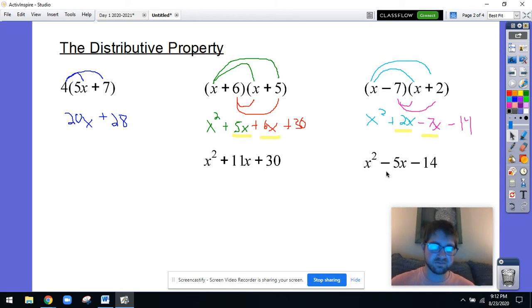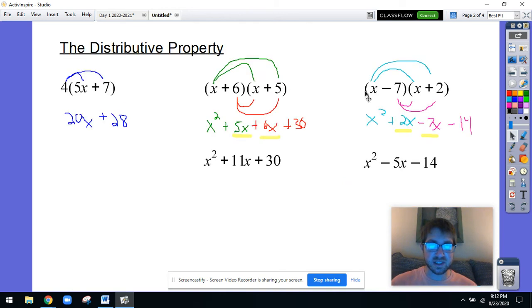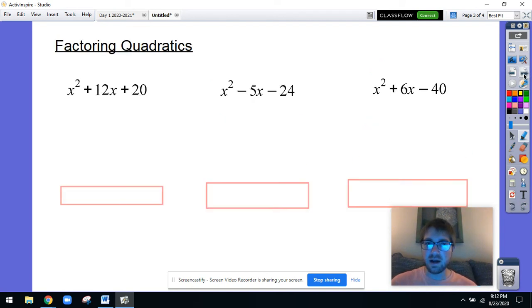They can't go together. Closely related to the concept of the distributive property is factoring, especially factoring quadratics, which is basically the exact opposite of what we're doing right here. So here we started with two binomials and we ended up expanding it out to this expression down here in expanded form. Here we're going to go the opposite direction. We want to end up back at two parenthesis things, two binomials.